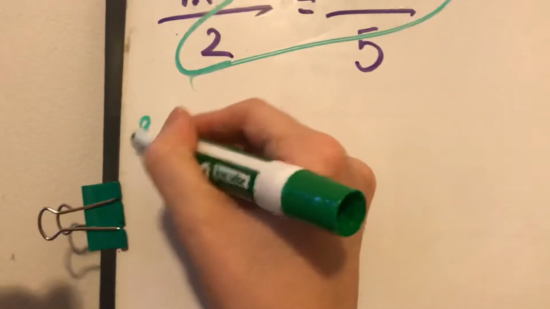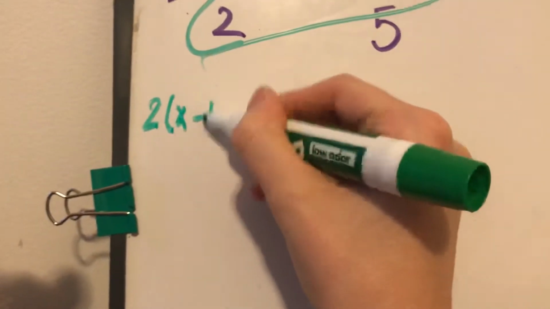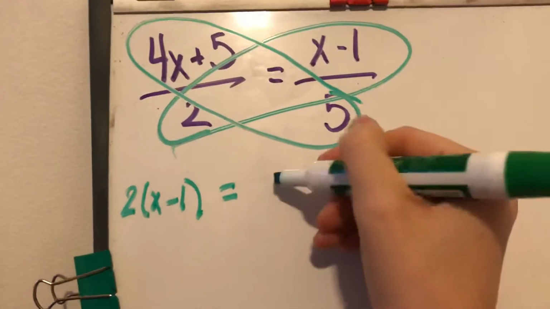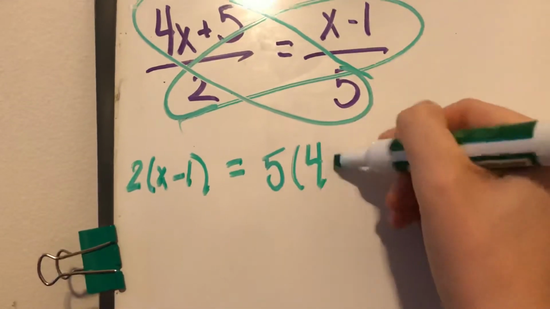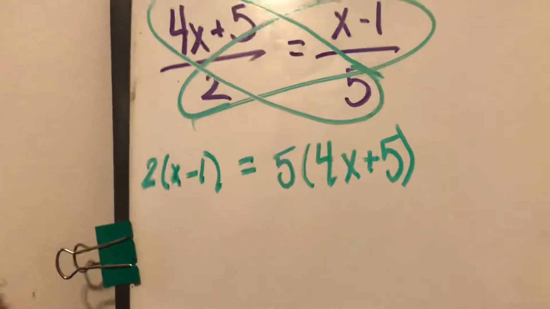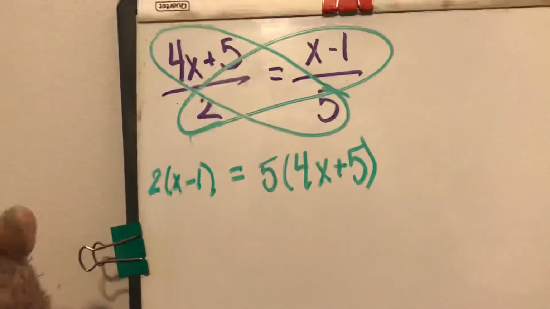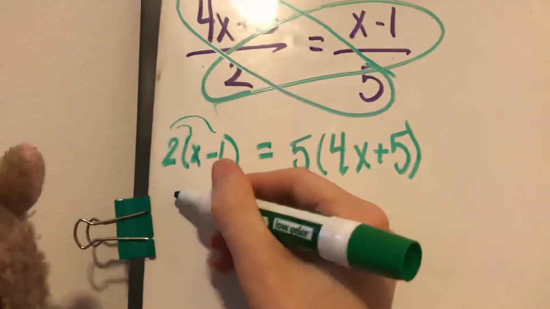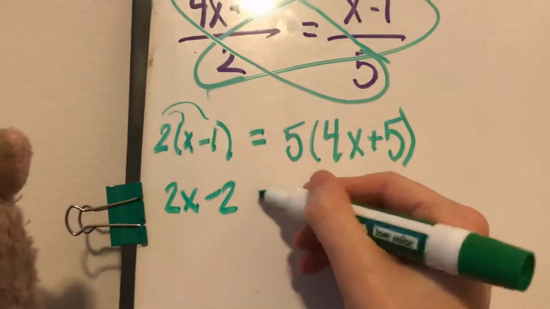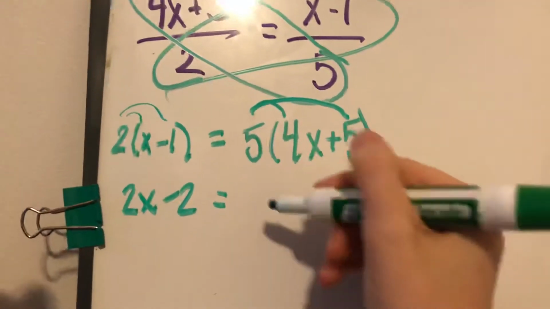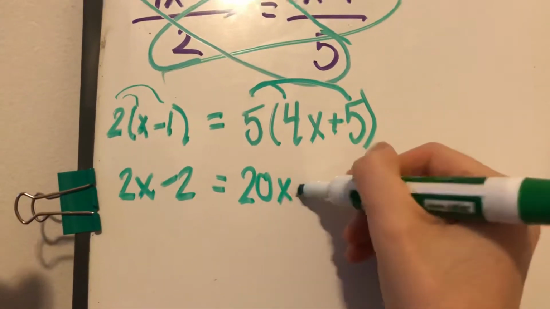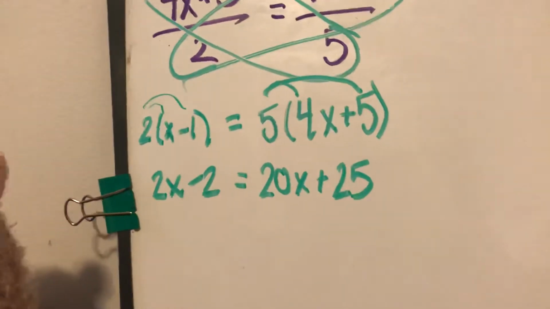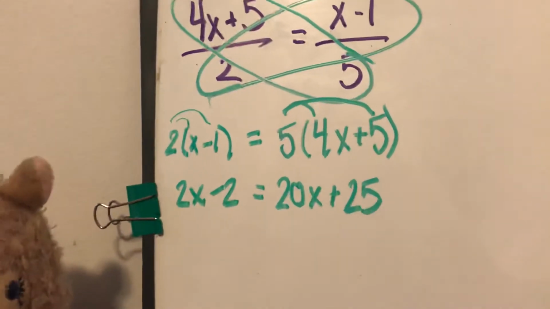So I'm just going to rewrite that as 2 times x minus 1. And then I'm also cross multiplying over here to keep it balanced. So I'm going to have 5 times 4x plus 5. That's all that cross multiplication here does. But a lot of times we already understand this and we just start by distributing and writing 2x minus 2 equals, and same thing over here, distribute 20x plus 25. So if you went ahead and cross multiplied and got down here, that's the same exact thing. I'm just showing you guys the extra step there.